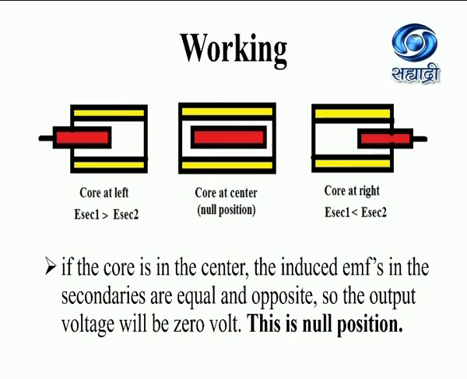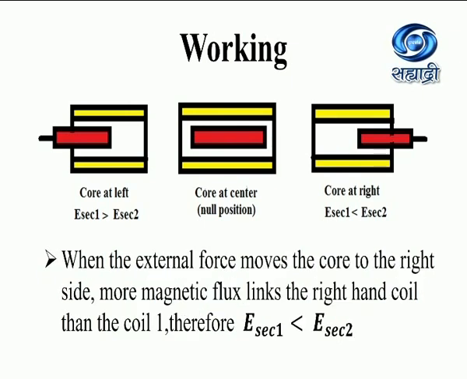When the external force moves the core to the right side, more magnetic flux links the right-hand coil than coil 1. Therefore, the EMF of secondary 1 is less than the EMF of secondary coil 2. So when the core is at the right position, the EMF at secondary 1 is less than the EMF of secondary 2.